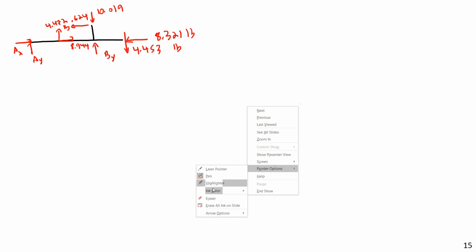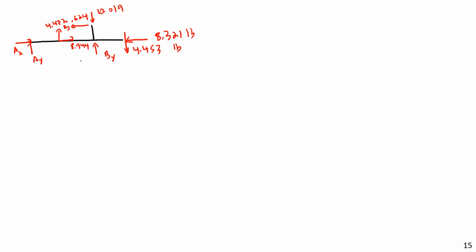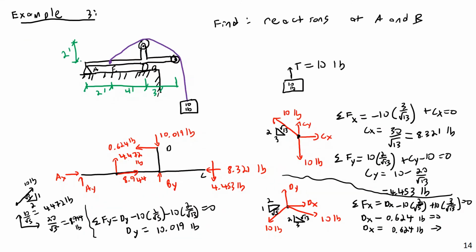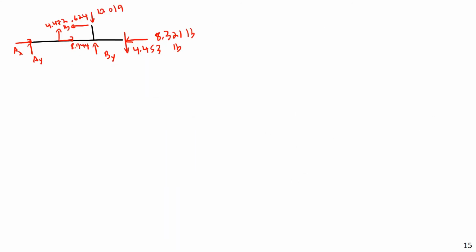And then let's go ahead and write down the dimensions. Let's say I have 2 foot, 4 foot, and 3 foot. 2 foot from here to here, 3 foot from there to there, and 4 foot from there to there. Whew, what a mess. Okay, and that's 0.624 there. I'm just showing those are separate arrows.